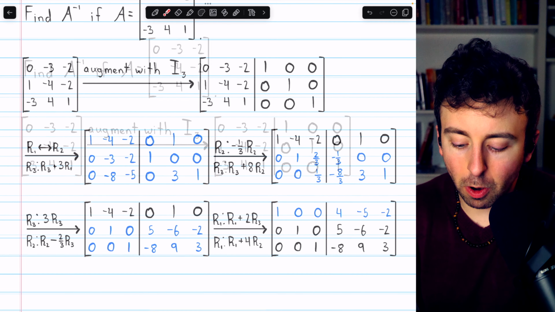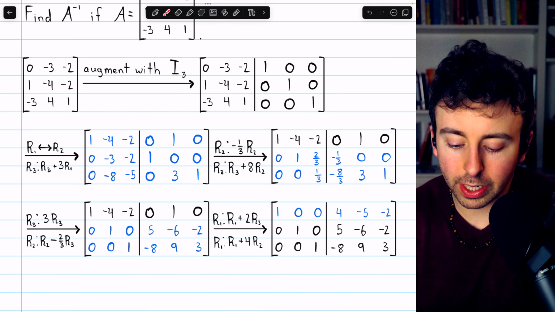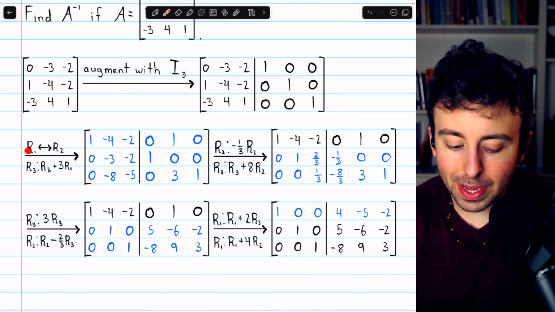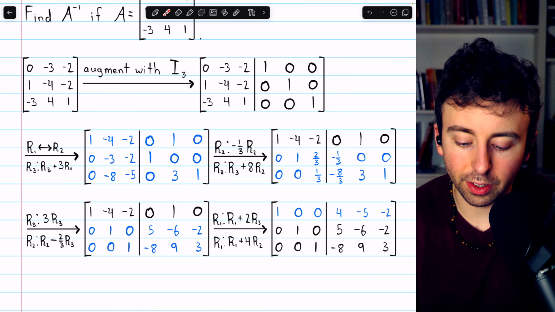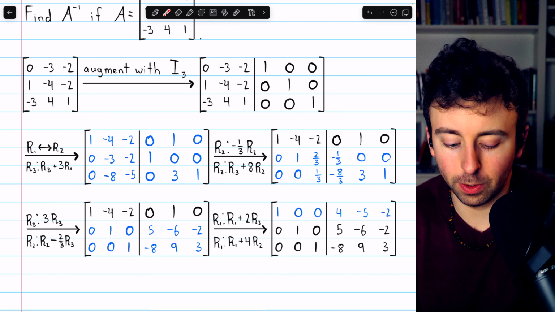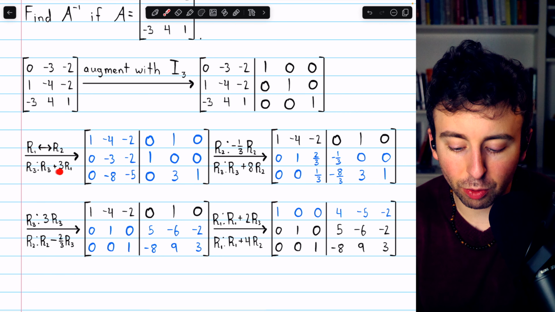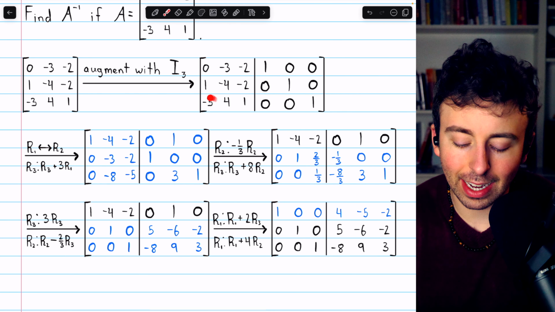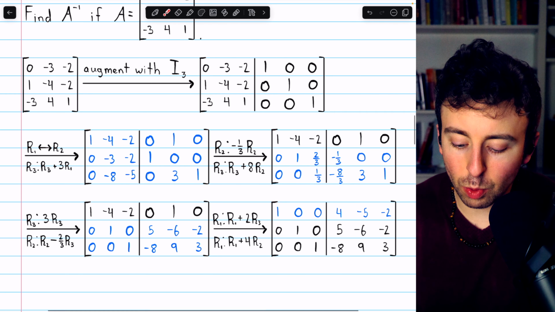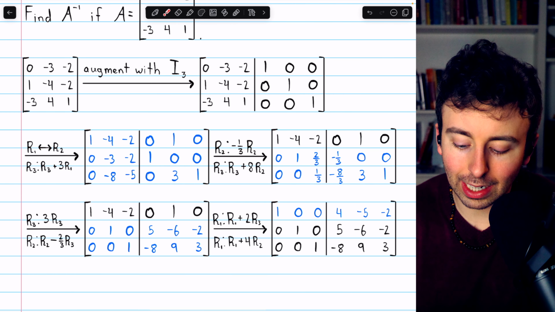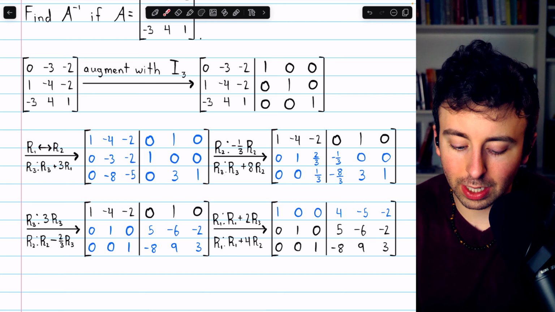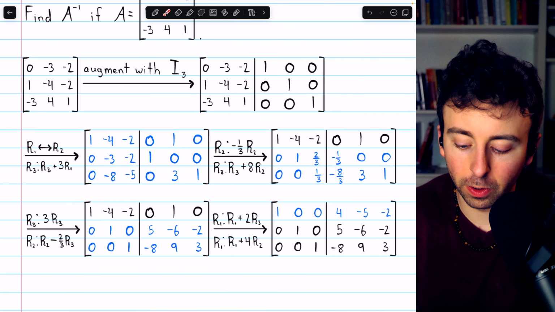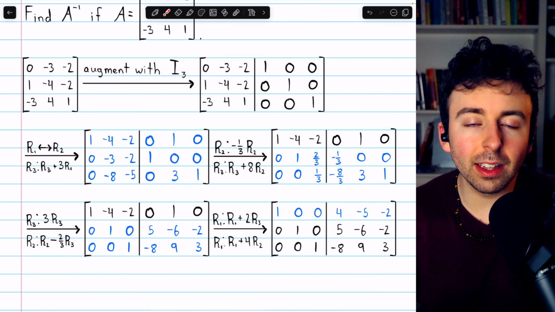Here are the steps of the Gauss-Jordan elimination. For example, we begin by swapping rows 1 and 2 just to get a leading 1 here at the top. Then we add 3 copies of row 1 to row 3. That way we're able to get rid of that negative 3. Next, we multiply row 2 by negative 1/3 in order to get rid of that negative 3 so that it turns into a positive 1, and so on.